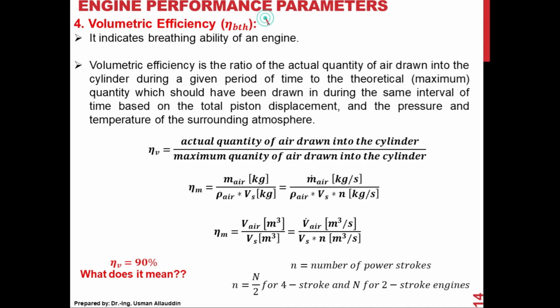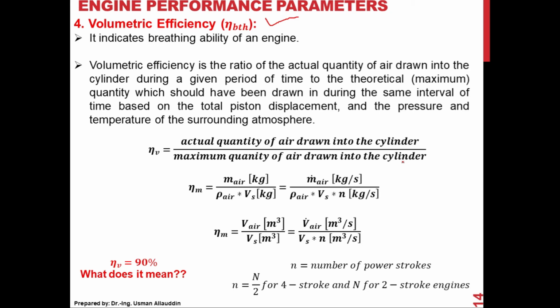Now volumetric efficiency, as we have already discussed, represents the breathing ability of an engine, that is, how much air is going into the engine. So volumetric efficiency is the ratio of the actual quantity of air drawn into the cylinder to the maximum quantity of air that can be drawn into the cylinder. Let's suppose you have a piston cylinder device. The swept volume depends on bore and stroke, and according to it you can draw a maximum, or theoretical, amount of air into the cylinder.